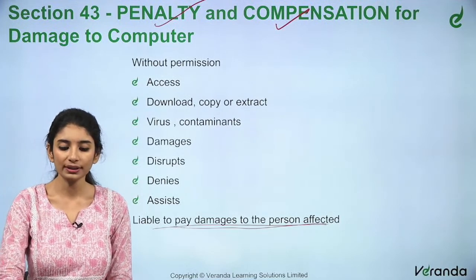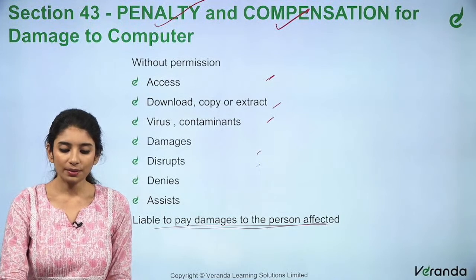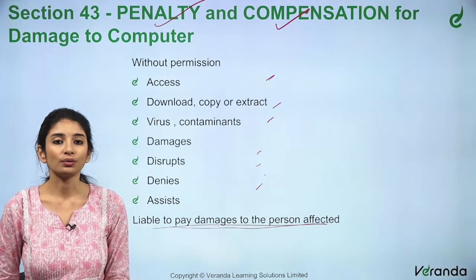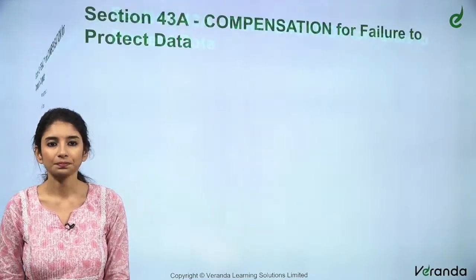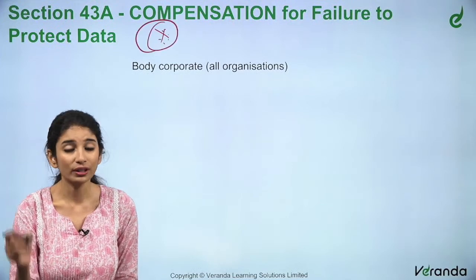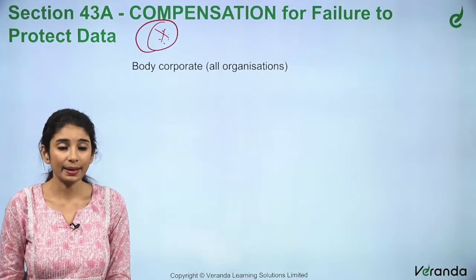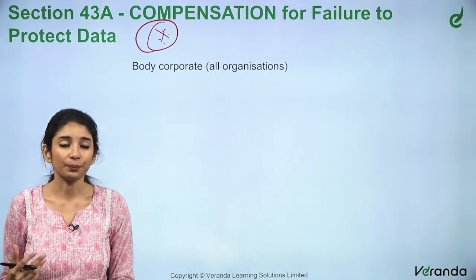Penalty and compensation, what are the things included? Access, download virus, damage, disrupt, deny and assist. Okay. 43A, very important. 43 talks about the various types of penalties and compensation for doing so many things for damaging a computer.